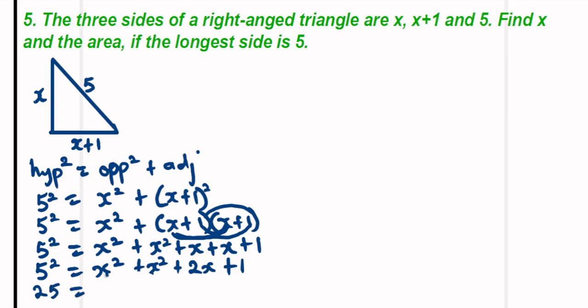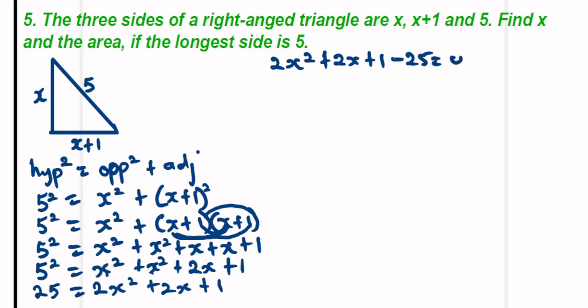25 is equal to 2x squared plus 2x plus 1. So 25 needs to go into the equation so that it will be equated to 0. So 2x squared plus 2x plus 1 minus 25 equals 0. 2x squared plus 2x minus 24 equals 0. So for this also, I'll be working with the formula method.